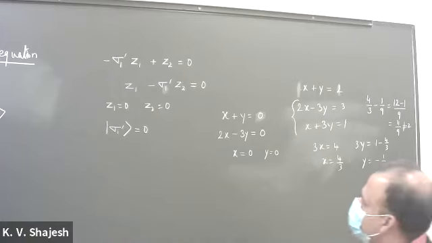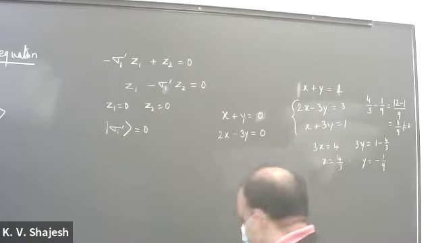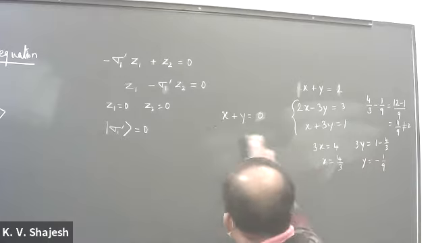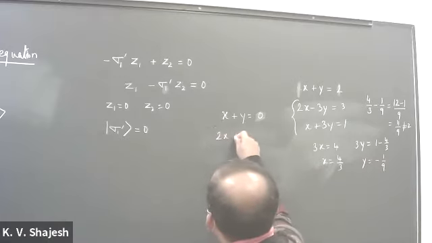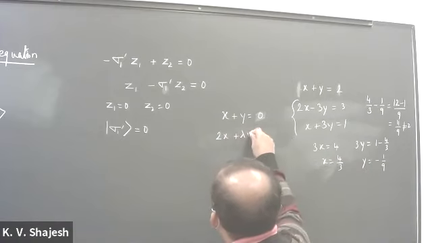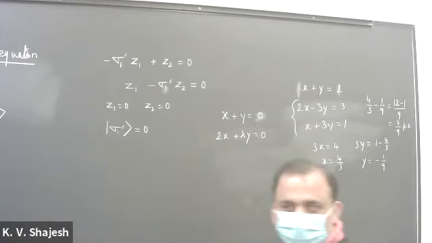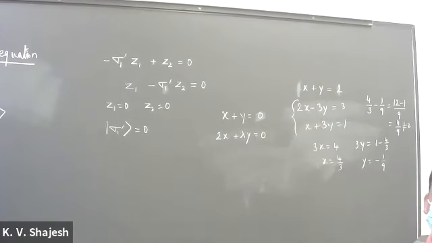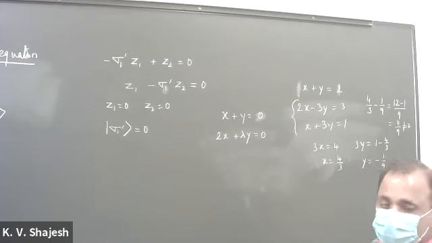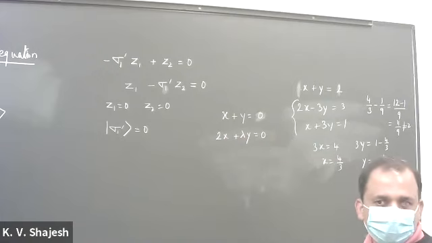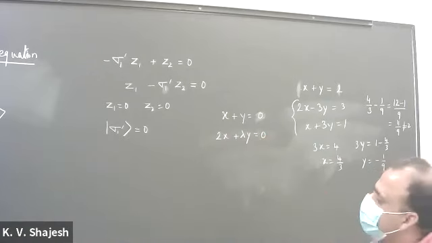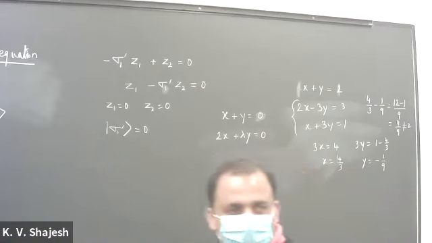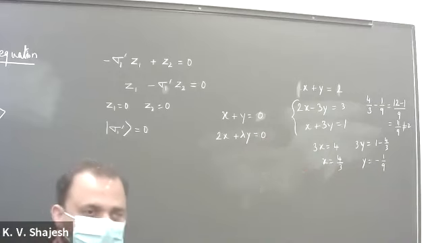Okay, let's not stick to that. So now let me change this a little bit. So let me say 2x plus lambda y is equal to 0. Now find me a solution that is not trivial. x equal to 0, y equal to 0 is surely a solution, agreed. Get me a solution that is not x equal to 0, y equal to 0.